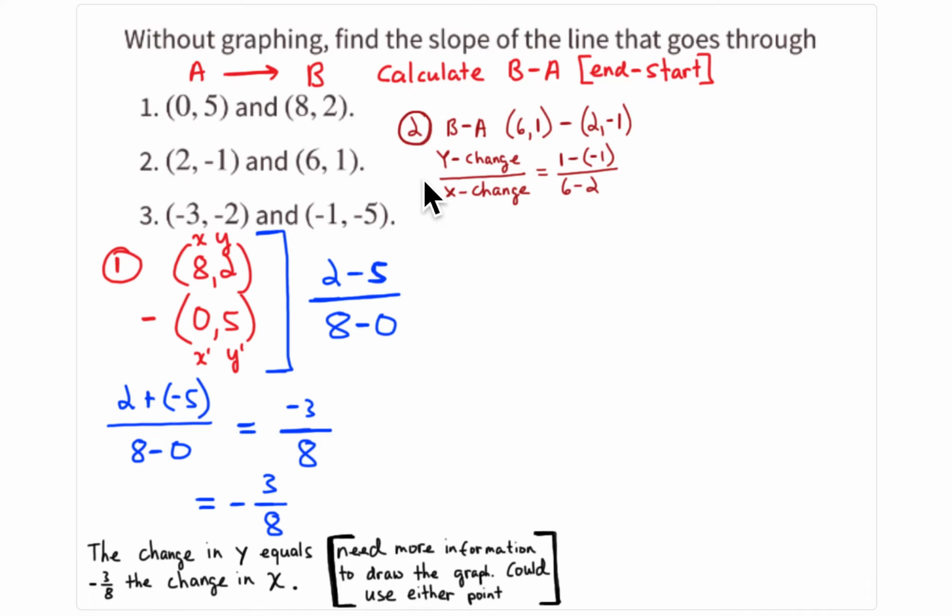All right, so number 2. It starts at 2, -1, and the line is going to end. You're going to move from 2, -1 to 6, 1. So x is 2, x is 6, y is -1, y is 1. So again, this is not really the appropriate way to write a math equation, but it just reminds me that I'm going to subtract the starting amount from the ending amount. So this is -1 minus 1.